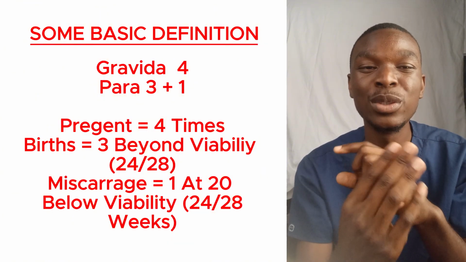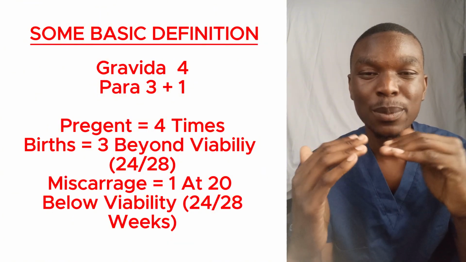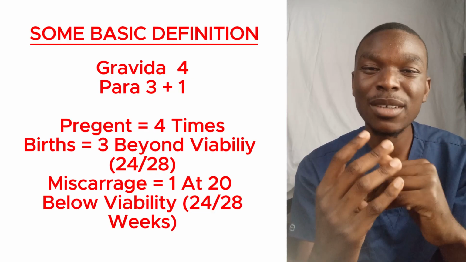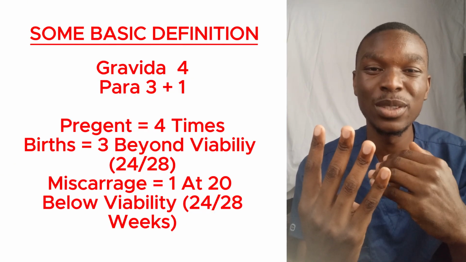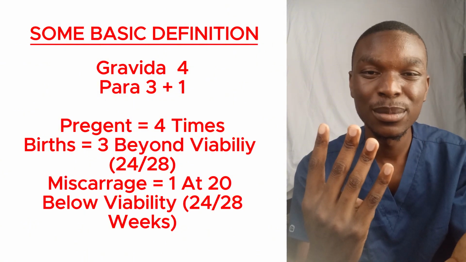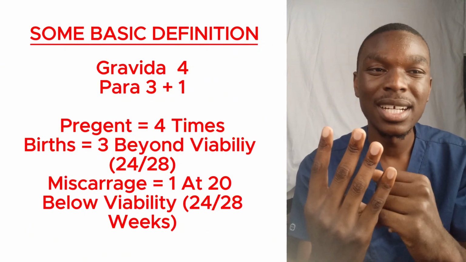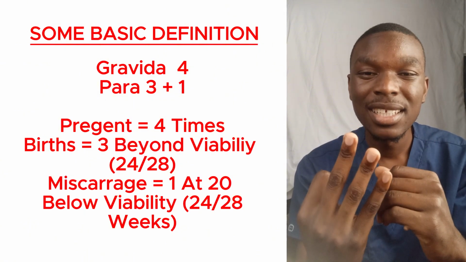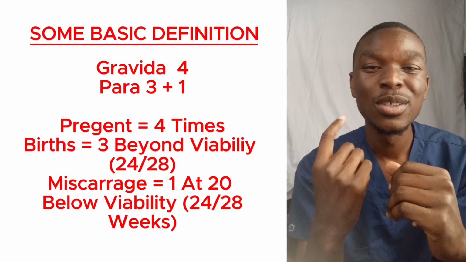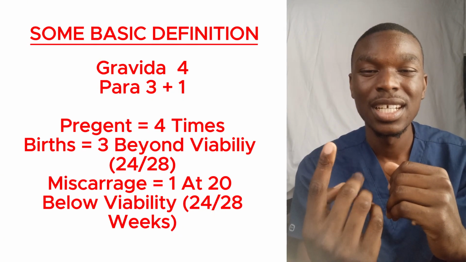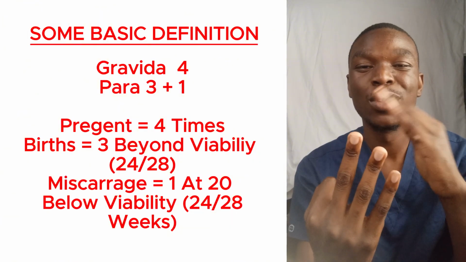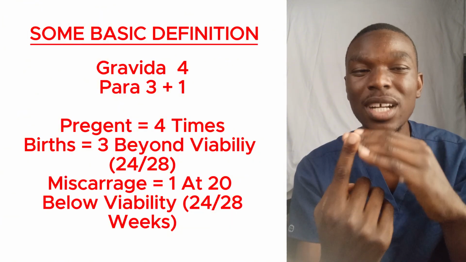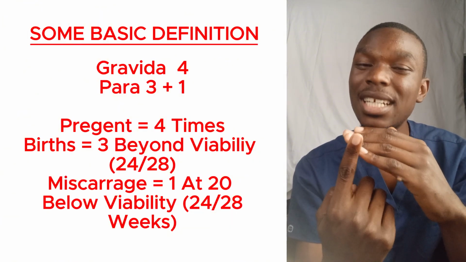So how would you state this in relation to gravida and parity? You would say this is a gravida 4 mother. So you present it as gravida 4, para 3 plus 1. The 3 are the kids that went beyond 24 weeks, and that 1 is the one that was the miscarriage.